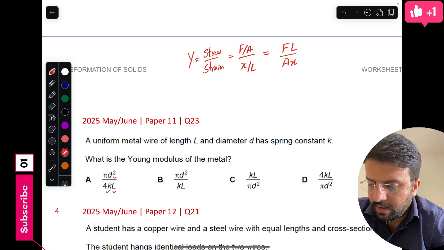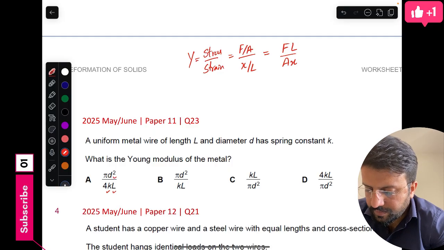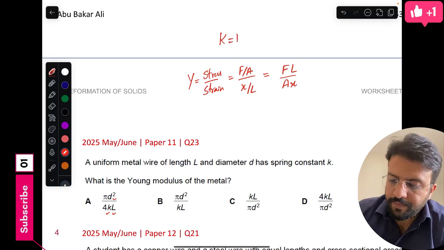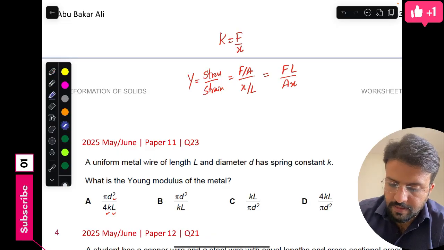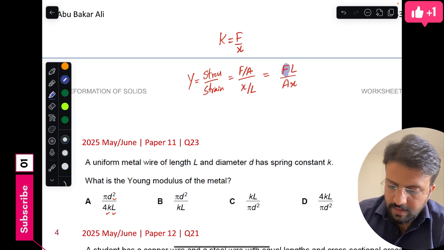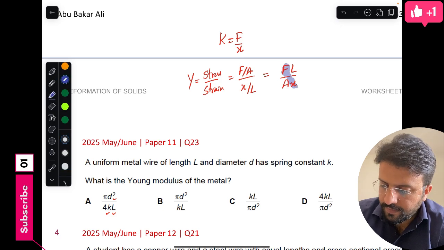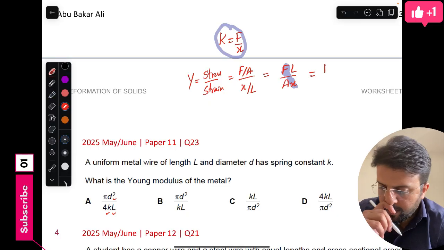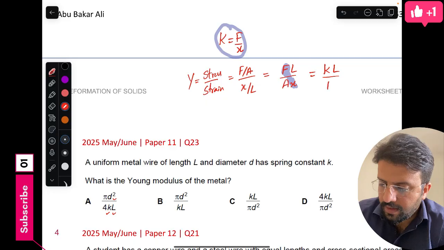If you see the options, we have to introduce K. From Hooke's law, K is equal to F over x. In this expression, this is F and this is x, so you can put F over x equal to K. So it will be K L over A.